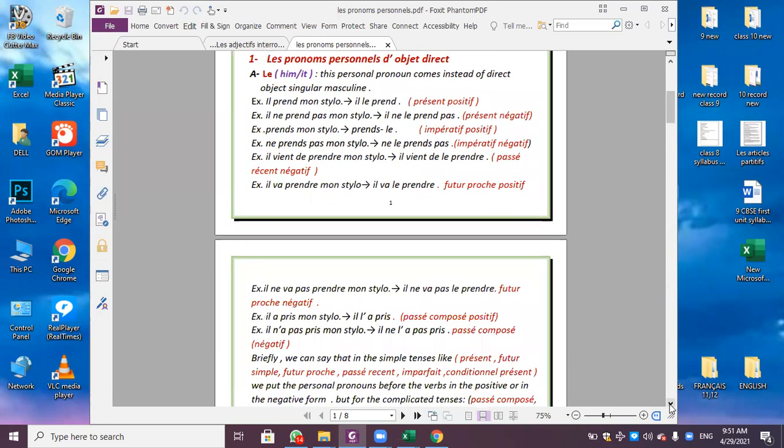Il ne va pas prendre mon stylo. Il ne va pas le prendre. We negate the verb aller and we put the personal pronoun after the negative.